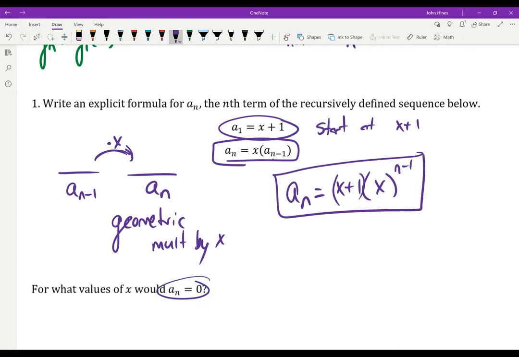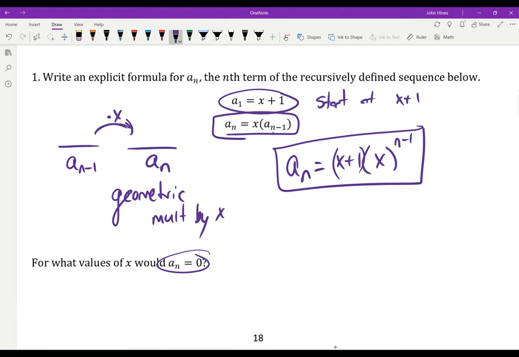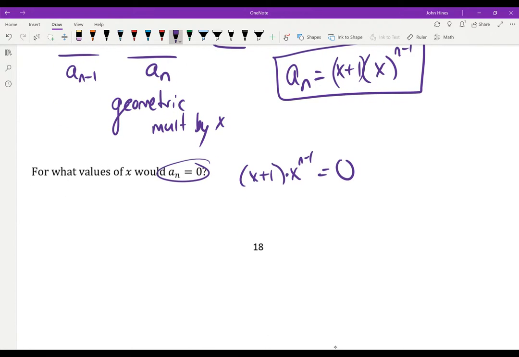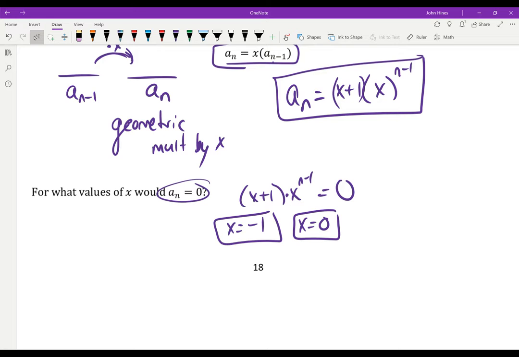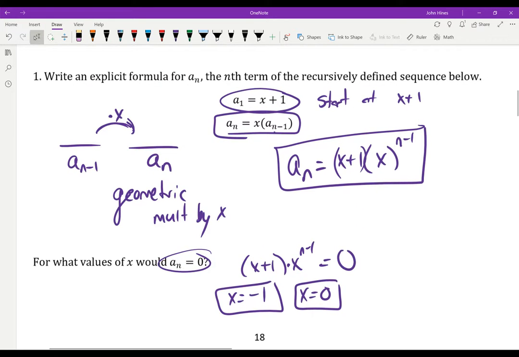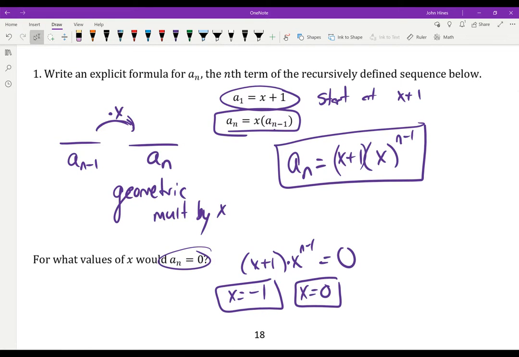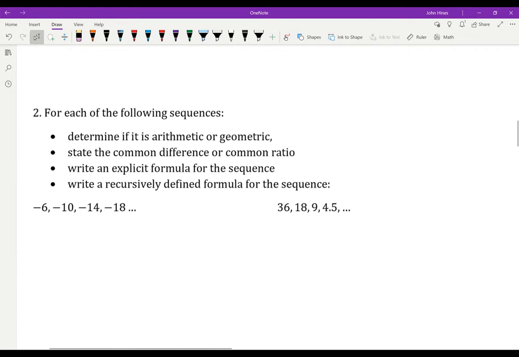For what values of x does a sub n equal 0? When does the nth term, when does this sequence equal 0? Well, using a little zero product property here, x could equal -1 or x could equal 0. Either way, that's going to give me an nth term of 0. So this was a tough question. That's why I wanted to do it with you. Don't focus too much on it, but just know that it might look different than what we're used to seeing, but it just comes back to these basic ideas of what is a sequence.